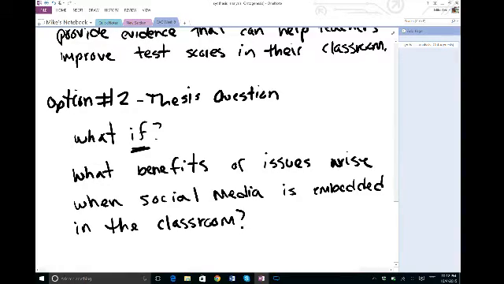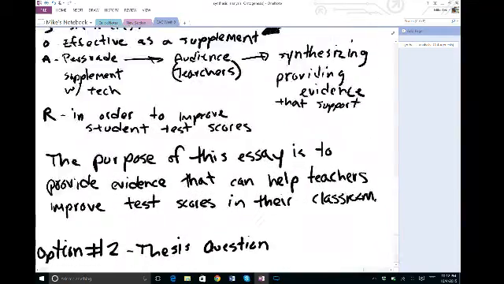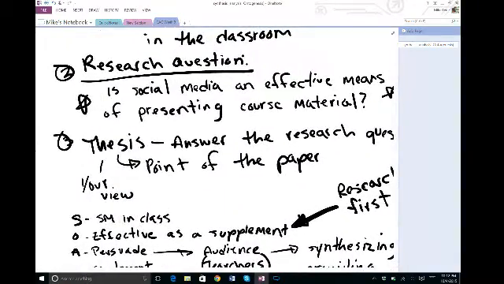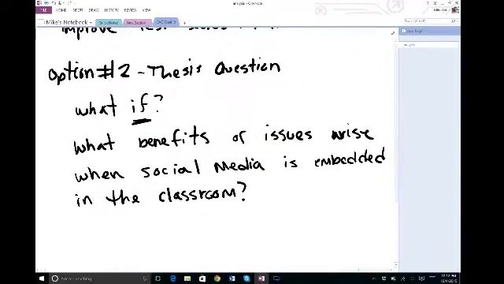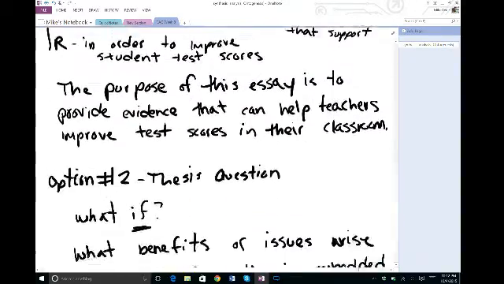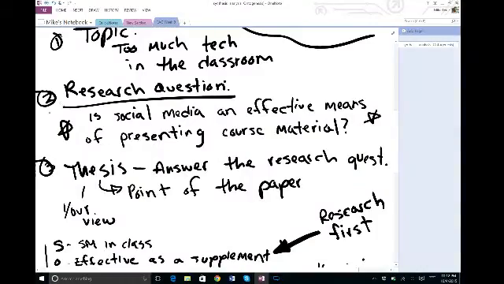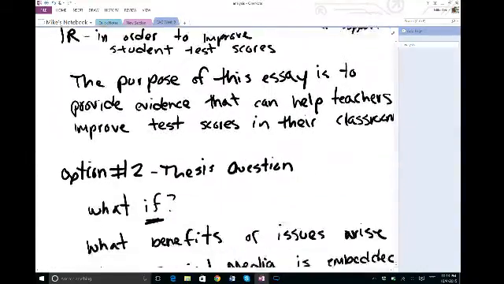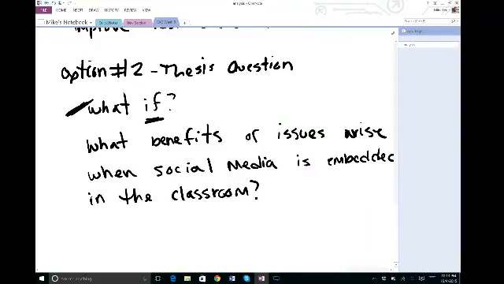And so that's more or less a more specific version of what my research question was. My research question, of course, was, is social media an effective means of presenting course material? Here, the question becomes, what benefits or issues arise when social media is embedded in the classroom? Basically saying, is social media effective? It's another way of rewording what you've already said in your research question. So there's multiple ways to write your thesis. Of course, you're welcome to follow the SOAR acronym, or if you prefer, you can either use your research question, or you can reword your question into a what-if situation.